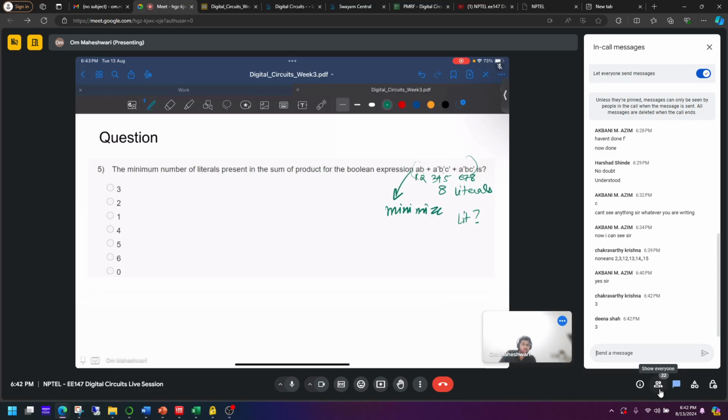Okay, do we already have two answers? Three. We have three literals here. Have you minimized it? No, no, it is wrong. These are three terms, not three literals. Literals are eight. You have to minimize it and find in the minimized function how many literals are there.